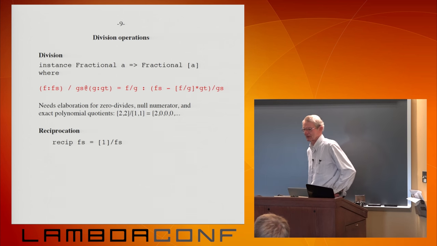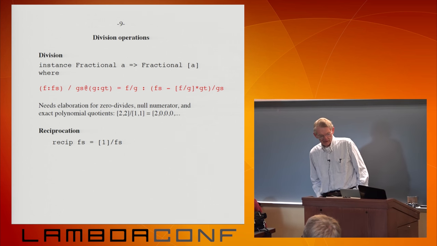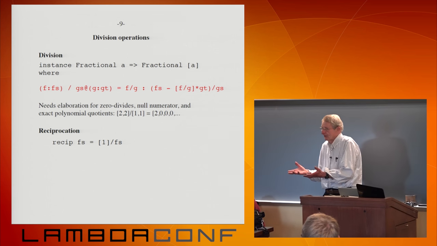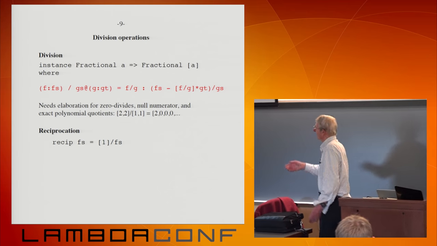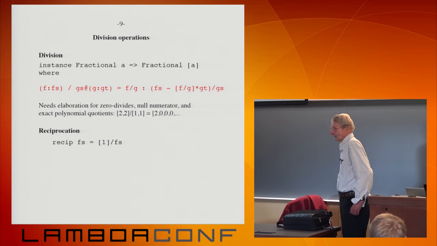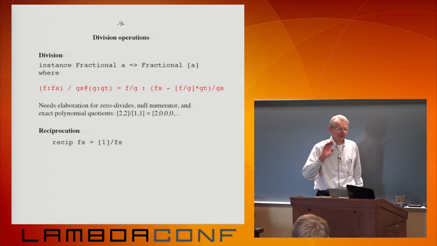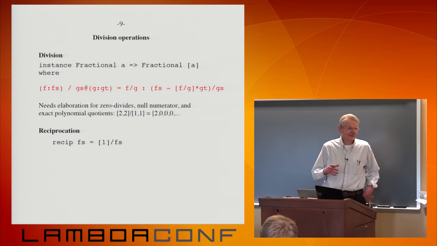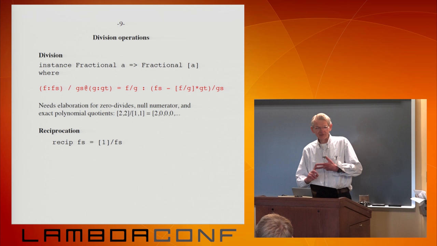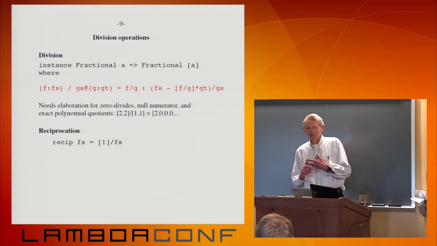Division is a little nastier. If you do the same kind of derivation, it's a two-step process to come up with the red formula. But I'm leaving off the screen a whole lot of decoration. There are various ways in which you have to defend against zero divides, more than one way.